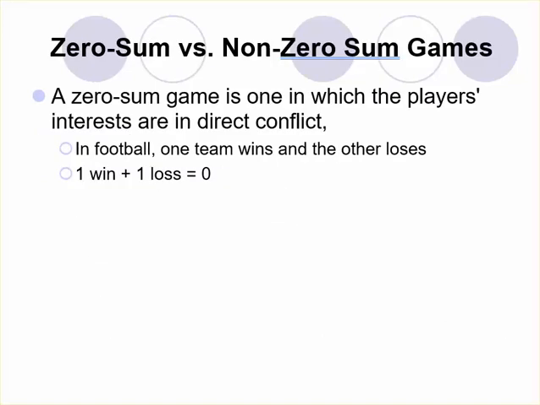Now, when we play a game, there are two different types of games, a zero sum or a non zero sum. Most typical games that you either watch, like sports, or that you play, are zero sum games. Basically, our interests are in conflict. So one team is going to win, one team's going to lose. So one win minus one loss, that equals zero. Like they balance each other out.